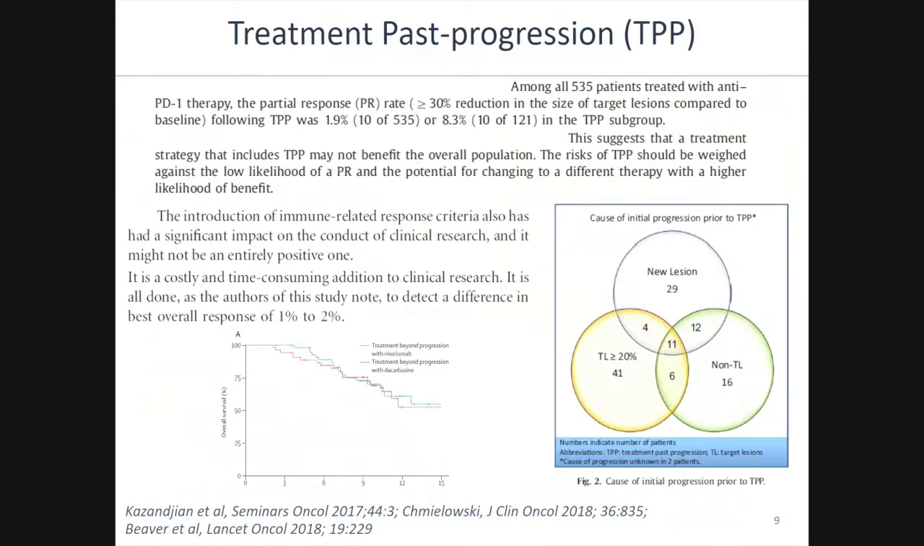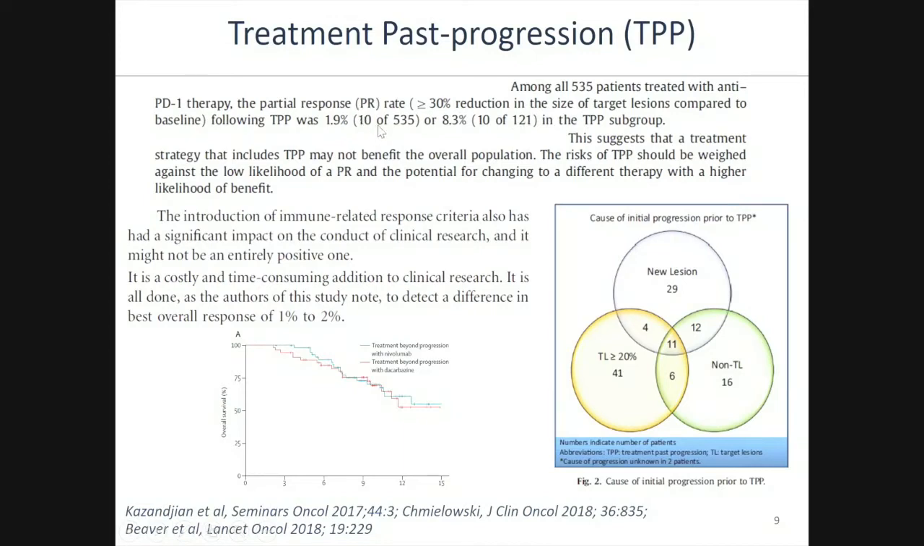The issue of treatment past progression has been assessed in several retrospective studies. Interestingly, 2 of them have been published by the FDA group. One is in lung cancer and the other is in melanoma. In lung cancer, what they found is that out of 535 patients treated with PD-1 inhibitors, 121 had treatment past progression. Again, this was not something that was done by design in the studies. This was decided by investigators, so there may be bias in this kind of assessment.